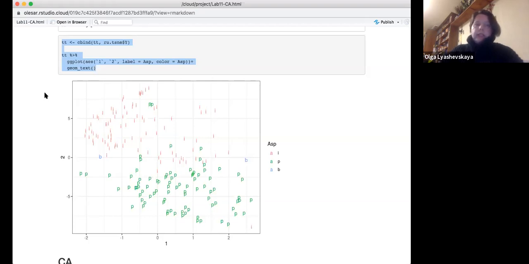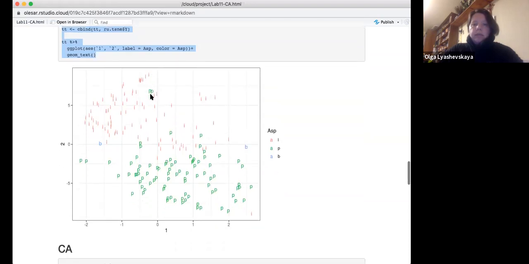So for now you can just remember that this is a very useful way to plot your data, especially if you deal with distributional semantic models such as GloVe or Ruse Vectors.